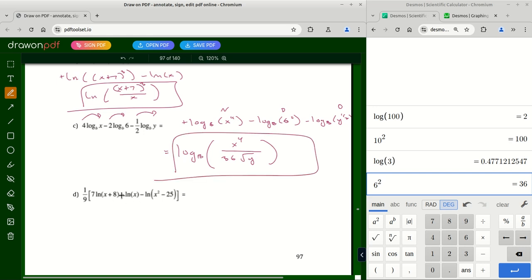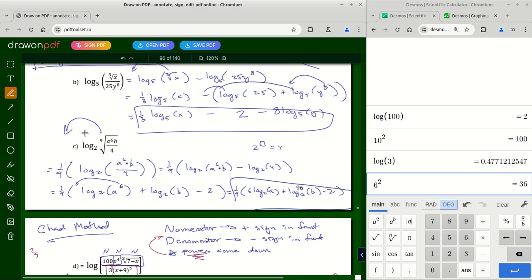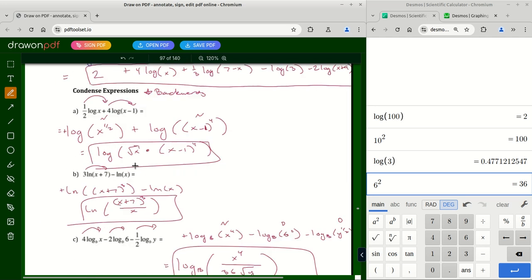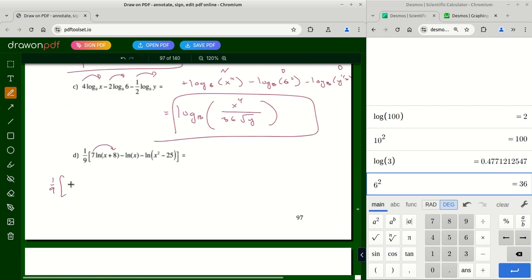Okay, last one. This 1/9 I want to deal with later, so leave him out for a minute. It's kind of like the 1/9 that was right here. See the 1/9 on the outside? I'll deal with him later, okay? So the 7 comes in.